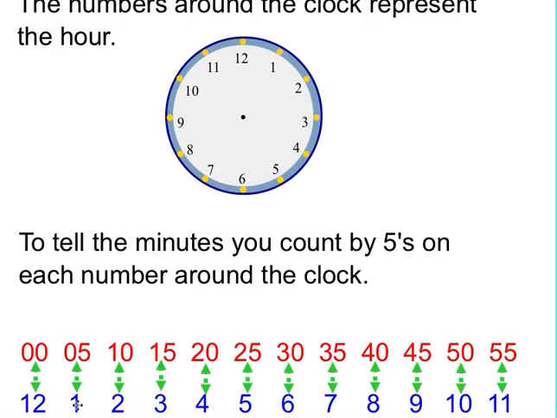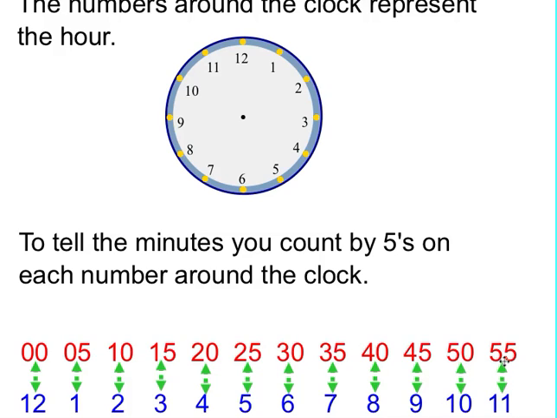On the 1, you would say 5 minutes. On the 2, you would say 10 minutes. On the 3, you say 15. On the 4, you'd say 20. 5 is 25. 6 is 30. 7 is 35. 8 is 40. And 9 is 45. 10 is 50.